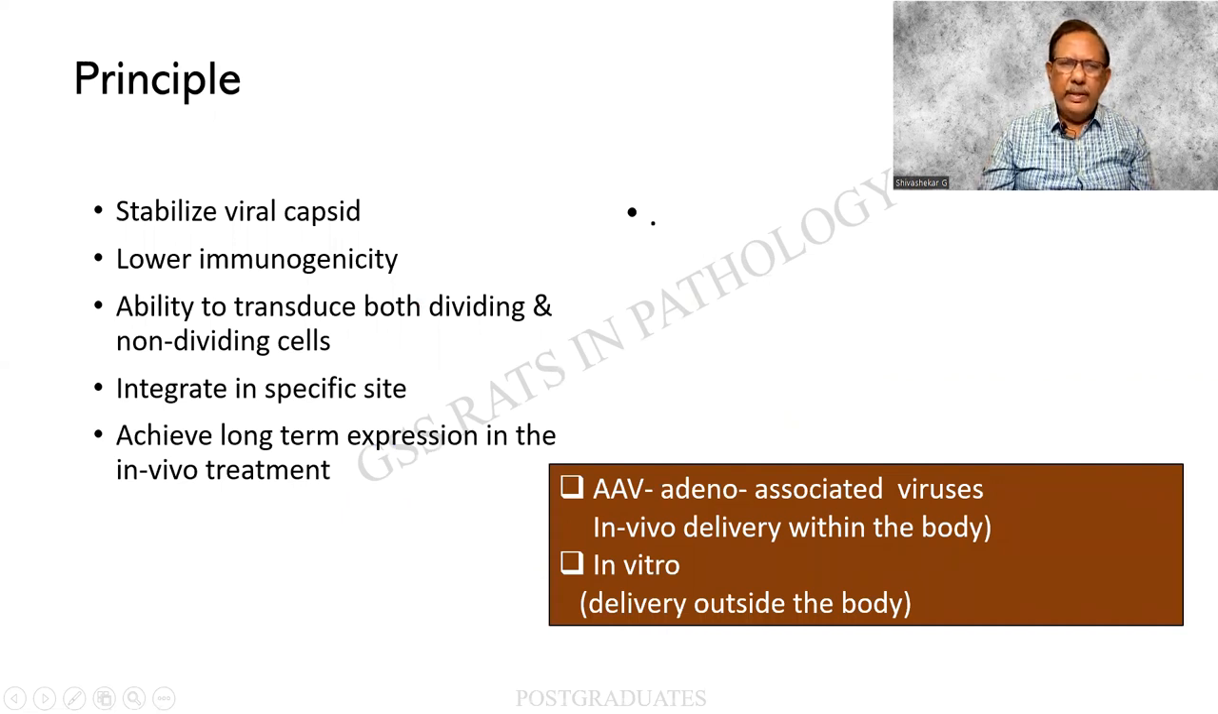What is the principle basically? You find that the viral capsid, that is a capsule, has to be stabilized. There has to be very low immunogenicity. Otherwise, there is a chance of a hypersensitivity-like reaction. It has to have the ability to transduce both dividing and non-dividing cells. It has to penetrate both and integrate at a specific site. It cannot be wavering here and there. Sometimes you find when the integration is at a wrong site, the results can be disastrous. That is one of the disadvantages of gene therapy.